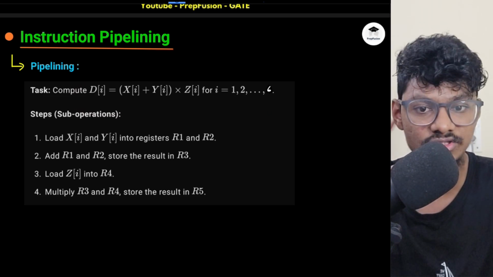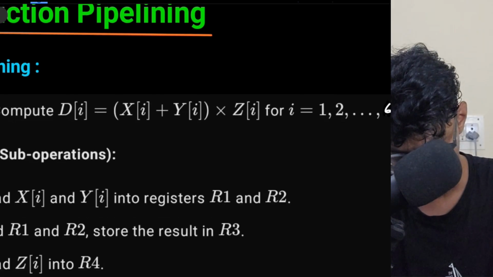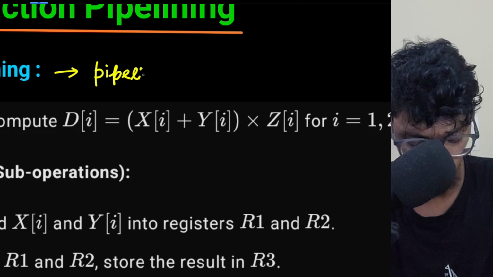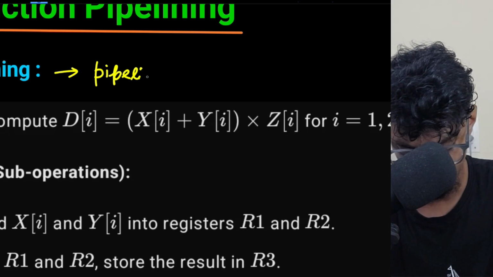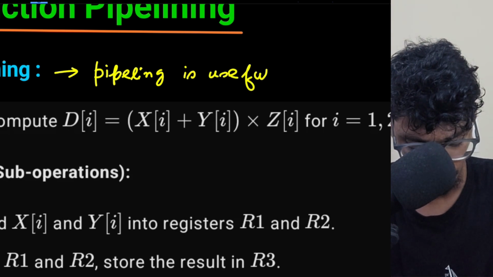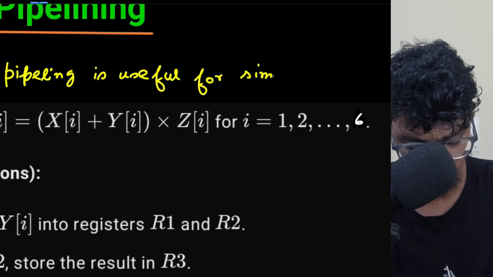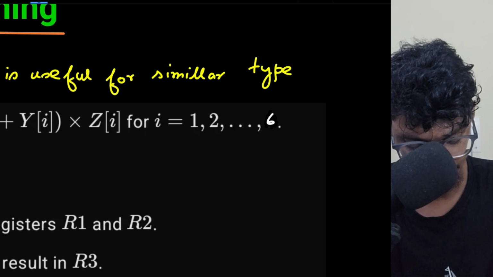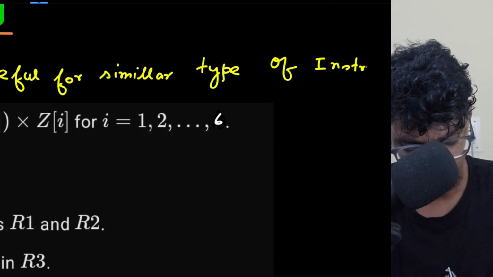So pipelining is useful only for similar types of instructions. Although I have mentioned this and repeated it many times, I still wanted to make this clear. Pipelining is useful for similar types of instruction.